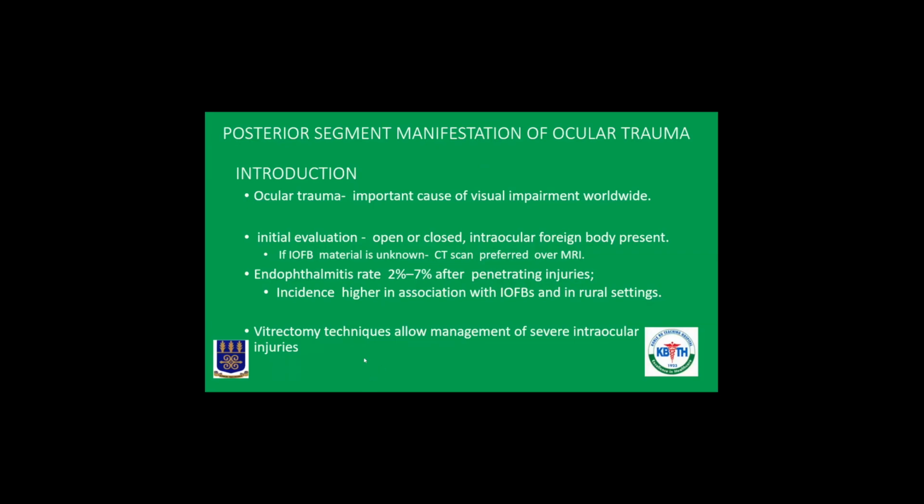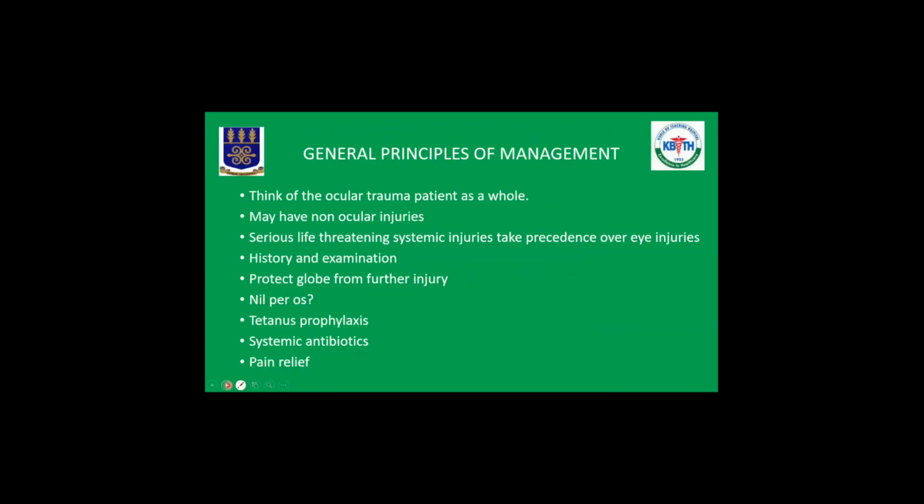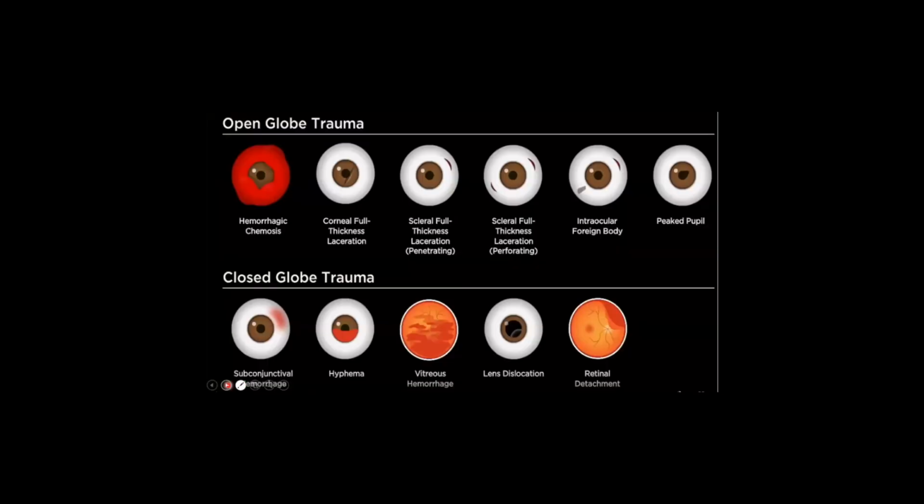In severe ocular injury, vitrectomy techniques play a role in management. There are general principles of management of the ocular trauma patient. The first is that you should treat the person as a whole, not someone with just an eye injury. Systemic injuries take precedence over eye injury, and you should try to protect the globe from further injury. Now, the Birmingham Eye Trauma Terminology has a classification for ocular trauma: open globe injury and closed globe injury.